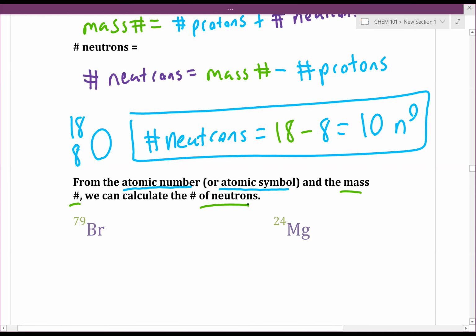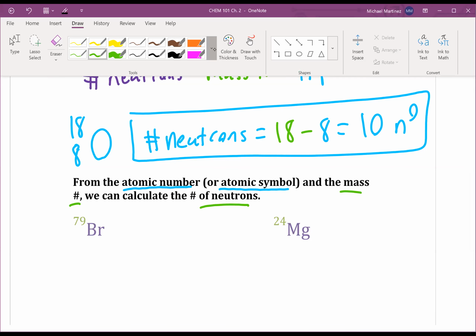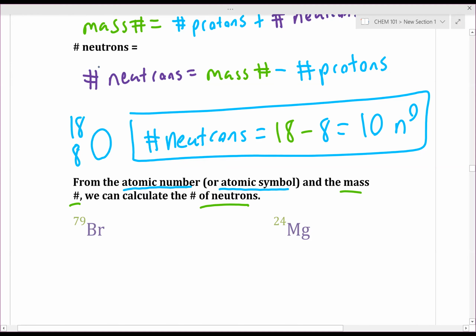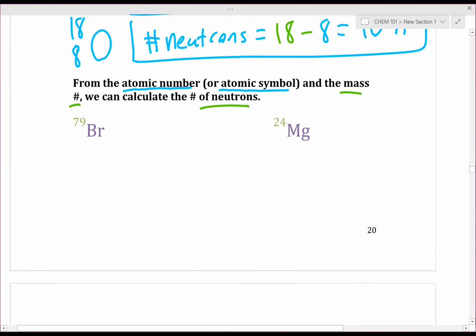So what I want you all to do now is to take a look at the following symbols in isotope notation, and I'd like you to calculate the number of protons and the number of neutrons in both of these two atoms. And you'll need the periodic table. Any questions? Oh, all set.